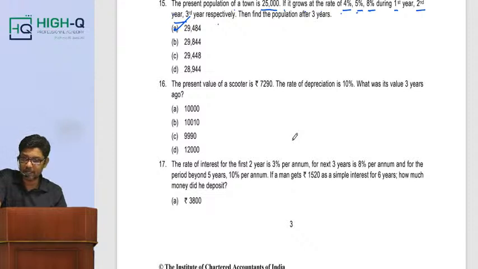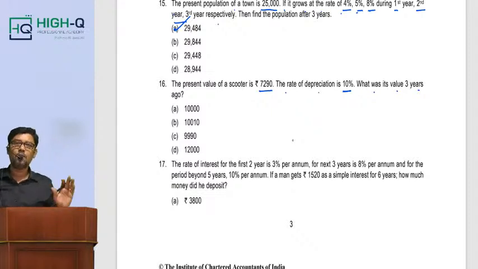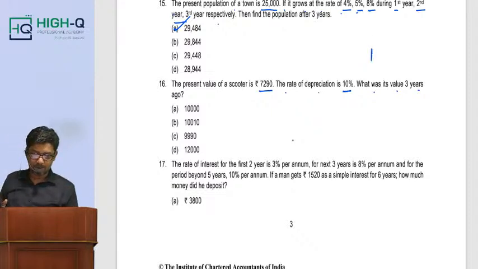Yes, Om Patel. Correct. Now, the present value of a scooter is 7,290 rupees. The rate of depreciation is 10%. What was the value 3 years ago? I think in the previous question paper we also did the same sum. What I said, don't use the formula. What is the depreciation formula? Amount is equal to P into (1 minus i) whole power n.